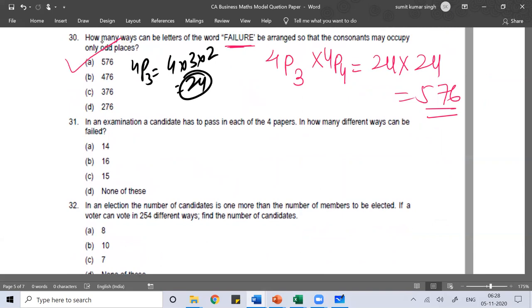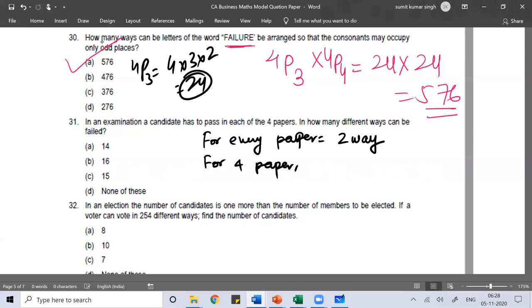In an examination, a candidate has to pass in each of the four papers. In how many different ways can a candidate fail? So you can understand four papers are there. In every paper the candidate can either pass or fail. So for every paper there are two ways. Either he will pass or he will fail. So for four papers, how many ways?